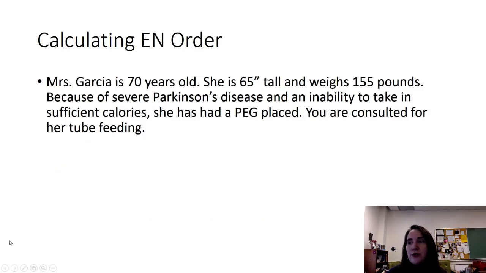Okay, so in the second example, we're trying to determine what a patient actually needs. I've given you an example of a pretty simple patient. Mrs. Garcia is 70 years old. She's 65 inches tall, and she weighs 155 pounds. She has severe Parkinson's that's progressed to the point where she can't take in sufficient calories by mouth. She's shaking a lot. It's not well controlled with medication, and so she really isn't able to feed herself much or control things well. And so she's had a PEG tube placed, and you were consulted for her tube feeding.